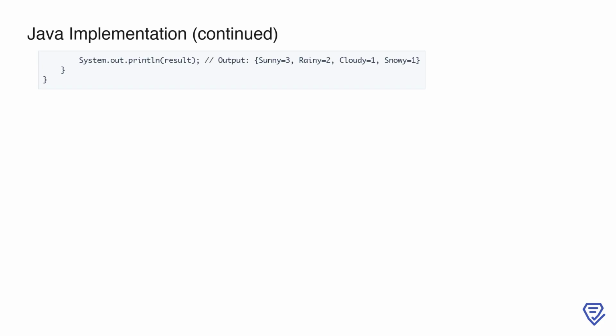The output shows that sunny appears 3 times, rainy appears twice, while cloudy and snowy each appear once. This demonstrates that the method successfully counts the occurrences of each weather type and handles a mixture of inputs correctly.